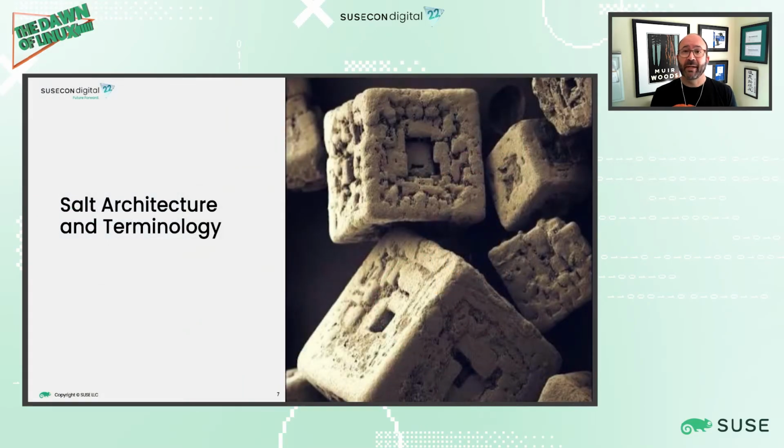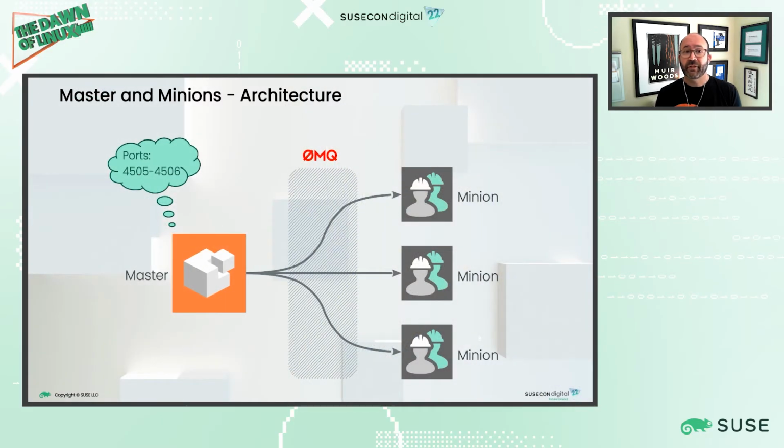So let's talk a little bit about the architecture of Salt and some of the terminology that you'll see as we go along. The first thing is the master and minion architecture. You can see here there's a Salt master that listens on ports 4505 and 4506. There are minions on the right side, and there are multiple types of minions, and you can have many minions connected to a single master.